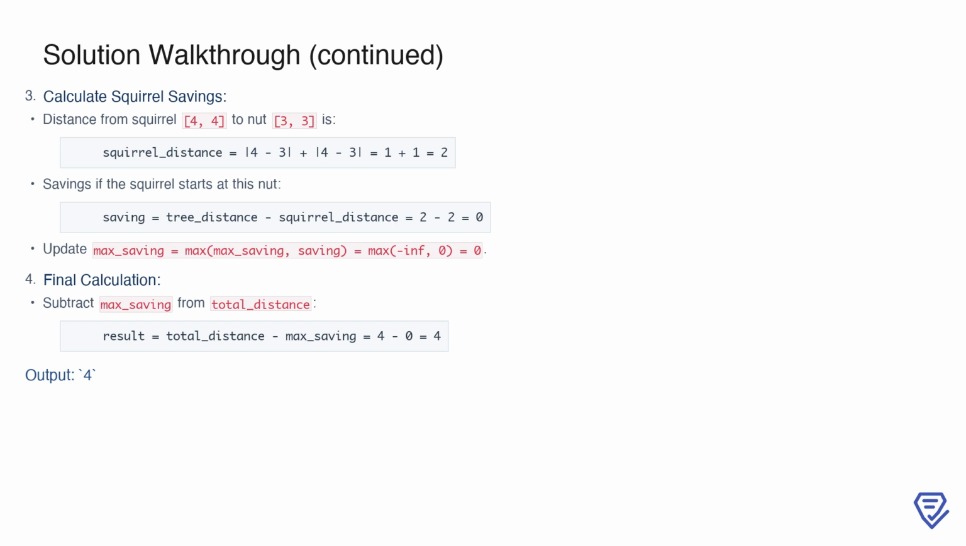We update max_saving to the maximum of its current value, -infinity, and this saving, which makes max_saving equal to 0. Finally, we compute the result by subtracting max_saving from total_distance. With a total distance of 4 and no savings, the result is 4. Thus, the output for this example is 4.